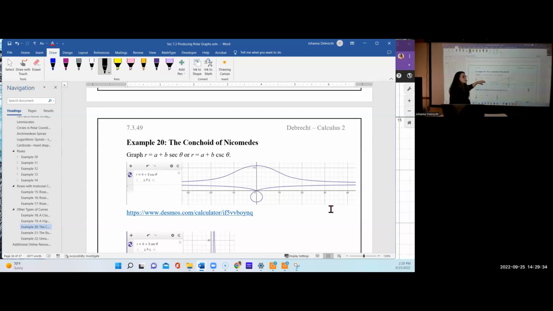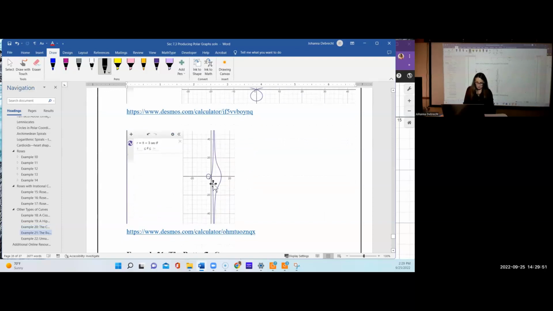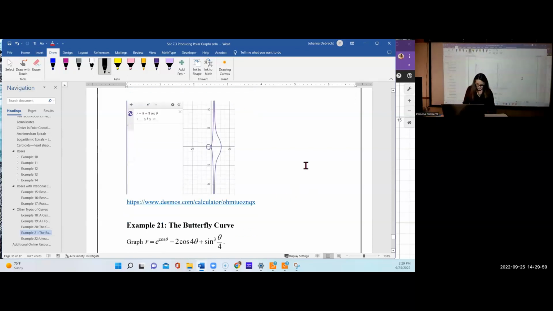But remember that the cosecant value goes from 1 to infinity and negative infinity to negative 1. So you know that these values are going forever, right? To the left and to the right. And then if you use secant of theta, you can get a vertically oriented one right here. This is 8 plus 3 secant of theta, and you can see that it's oriented vertically.